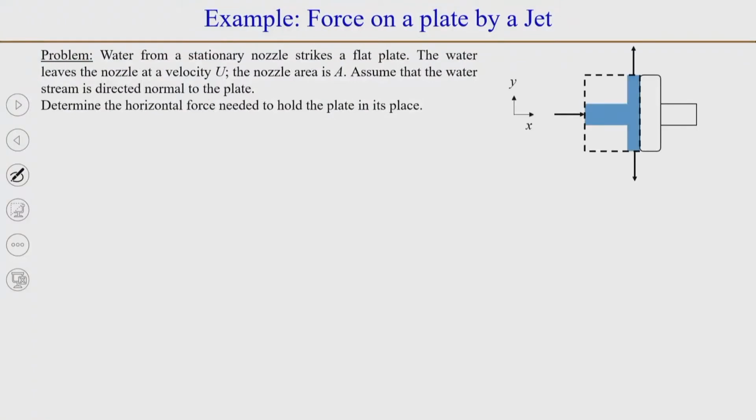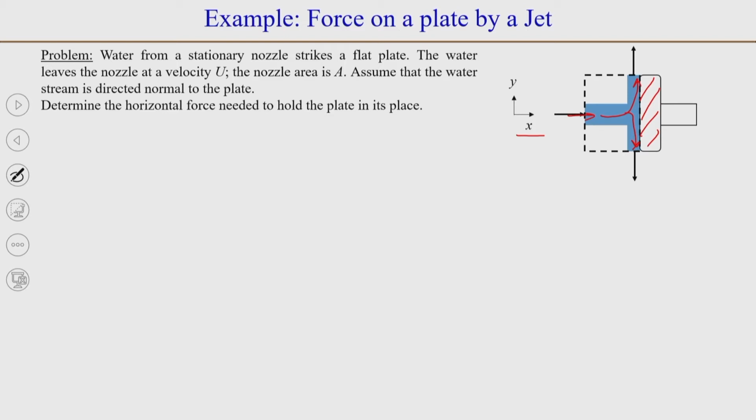This is a schematic of the problem: water from a stationary nozzle strikes a flat plate. This is the flat plate and the water jet hits this plate. When it hits the plate, it distributes symmetrically on the two sides. The plate is vertical, and we choose the coordinate system such that the jet is along the x direction and the direction normal to it is the y direction. So, it is a two dimensional problem, or we can assume the problem to be two dimensional.